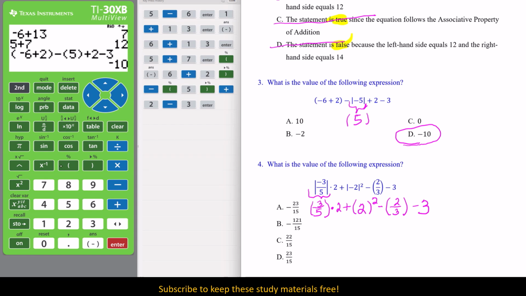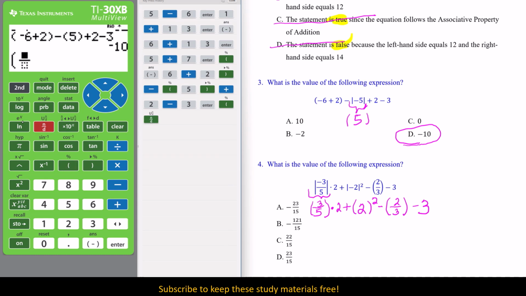Okay, so open your parentheses, go to fraction, and I have 3/5, arrow all the way over, close my parentheses, times 2, and then plus parentheses 2, close parentheses, squared. I mean, not square root, excuse me, squaring. I know that looks silly because 2 in parentheses to the second power is the same as 2 to the second power. But regardless, I'm going to type it in the way we see it.